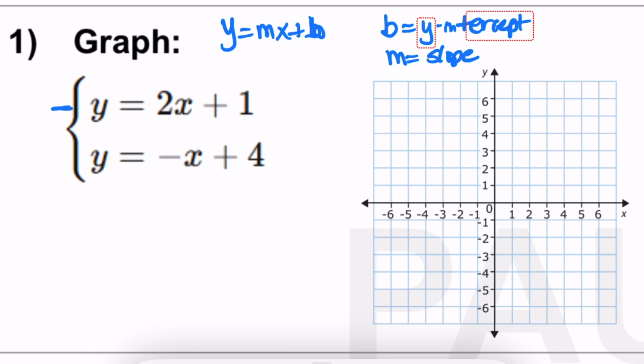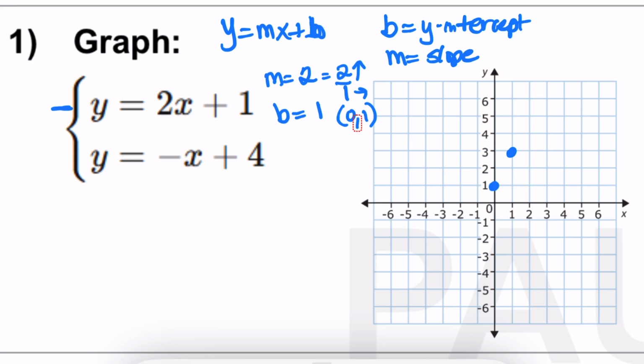So for the first question, I have my slope of 2, or 2 over 1, and my y-intercept is 1, or 0, 1. So let's graph that. Start with the y-intercept and go to 0, 1, put a dot. Then my slope says go up 2 spaces and to the right 1. So I'm going to go up 2 spaces, 1, 2, and then to the right 1, and then I put a dot there.